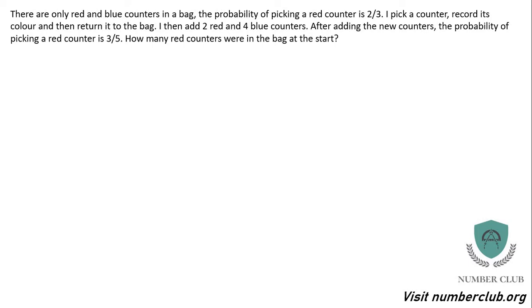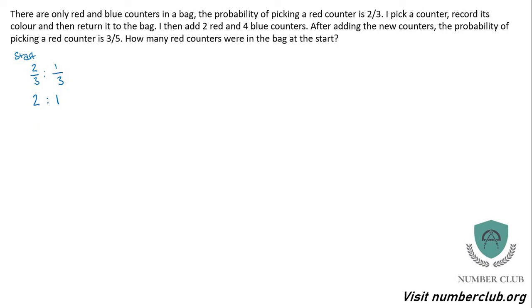Now, take a look at the very first part. It says there are only red and blues. The probability of picking a red counter is 2 out of 3. So at the start, you have 2 red counters out of 3, which means that the blue counters would be 1 out of 3. And so the ratio of those would be 2 to 1.